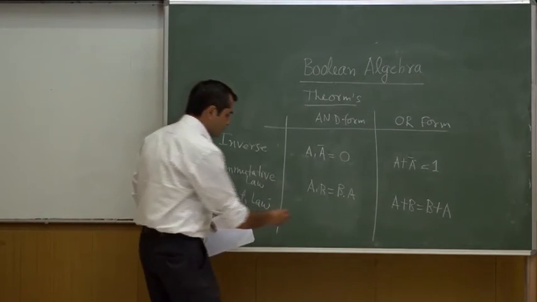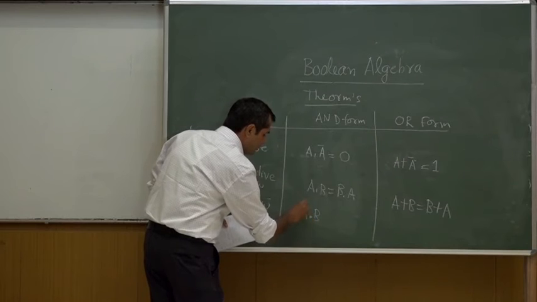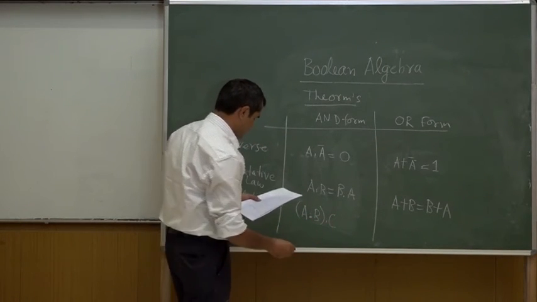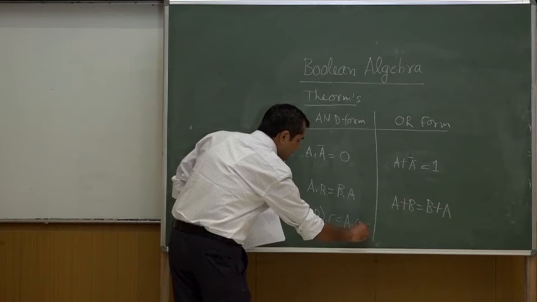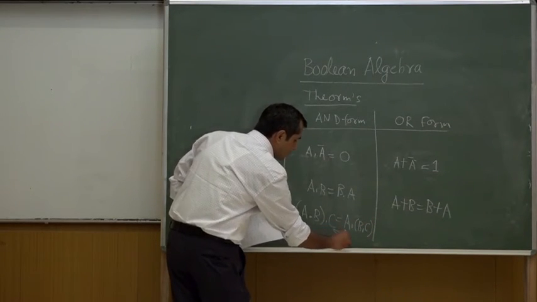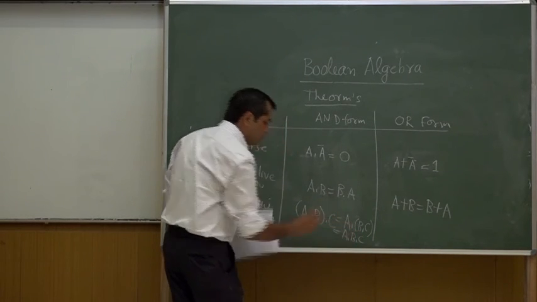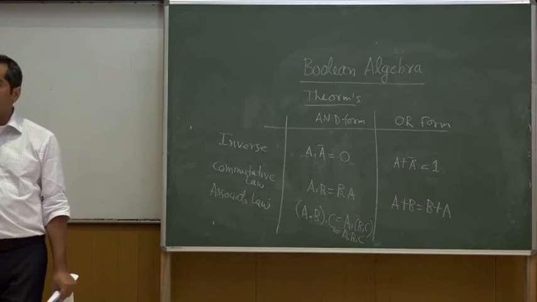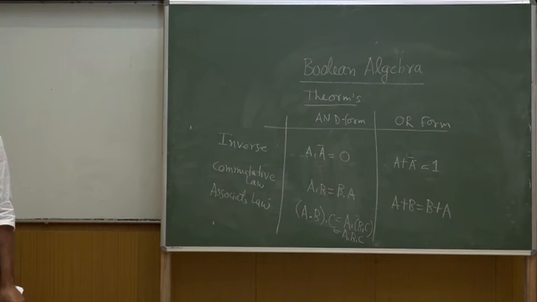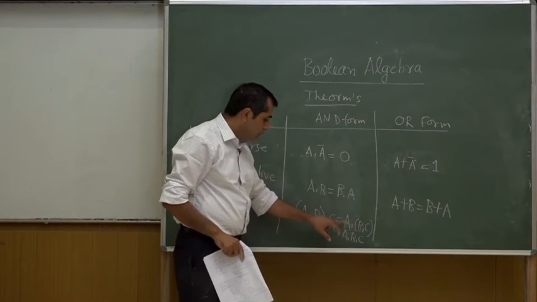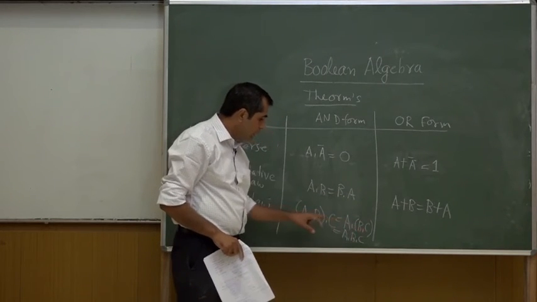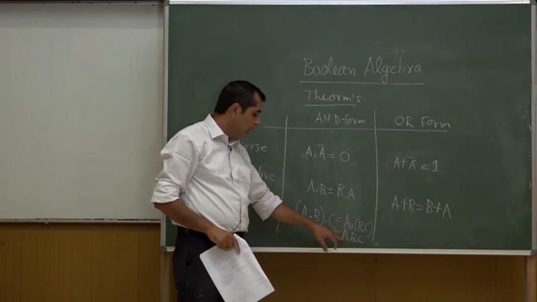Associative law says that (A dot B) dot C is not different from A dot (B dot C), and that is also equal to A dot B dot C. That means if you have to perform AND operation for three variables A, B and C, it does not matter whether you do A, B first, then use the third variable C, or if you perform B, C first, then use the first variable A. In both cases you get the same result, and that will be equal to A dot B dot C.